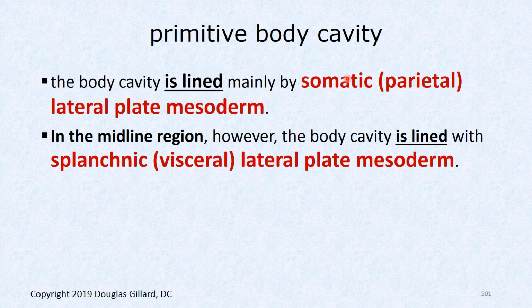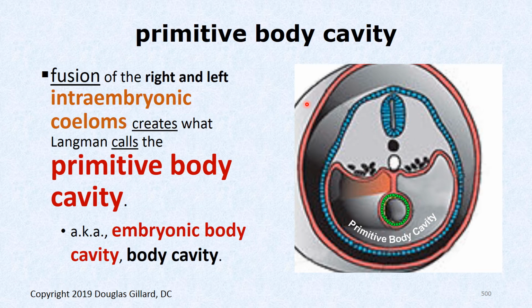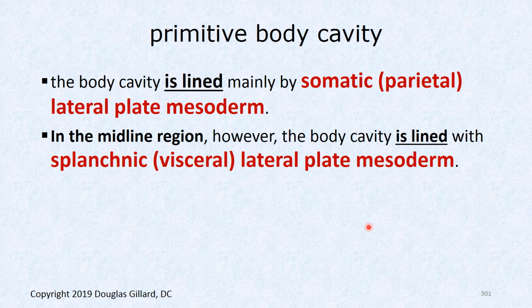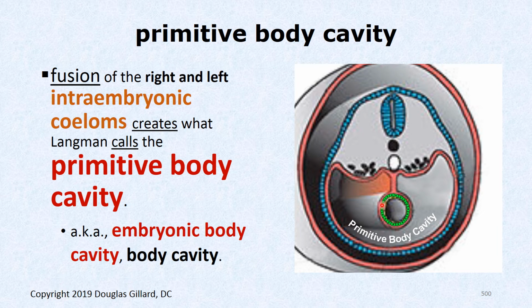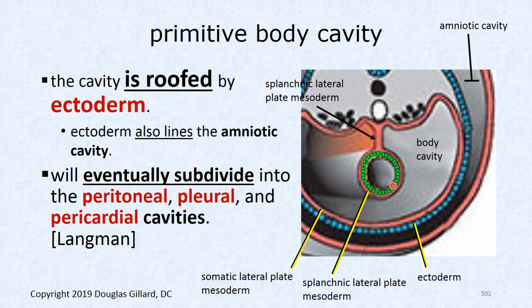I think I got way ahead of my slides. A body cavity is lined by lateral plate mesoderm, primarily by somatic. We just went through all that, so I'm not going to say that again. But a little bit of splanchnic lateral plate mesoderm would be right in this region, here too. It also creates some, well, we'll talk about that. I'm getting too far ahead of my slides.